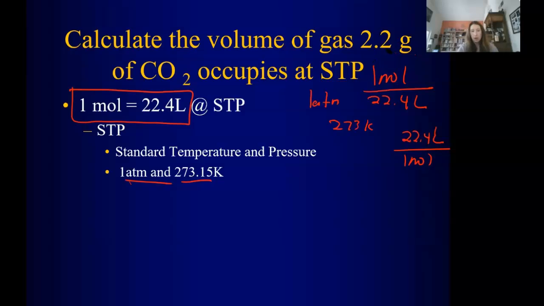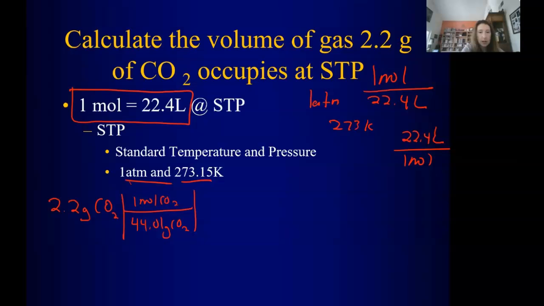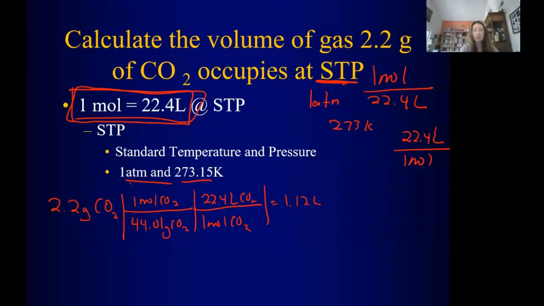so I have grams, and again, I'm going to show you both ways you can do this problem. You don't have to use a shortcut. Shortcut's really nice though. So if you have 2.2 grams of CO2, and we have to go to moles, there's, I think it's 44.01 grams of CO2 in 1 mole of CO2. And it says we are at STP, which means this conversion holds. 1 mole of CO2 occupies 22.4 liters of CO2. And you get 1.12 liters.